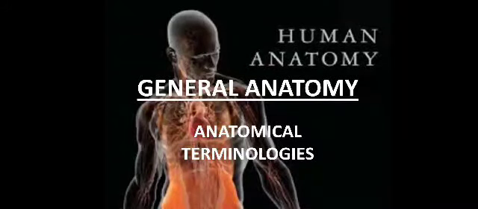We'll be looking into the topic of anatomical terminologies under the textbook of general anatomy. We have 4 textbooks, that is the general anatomy, head and neck, upper limb, thorax, abdomen and lower limb. So in this chapter we'll be learning about the different positions. It is a very short topic.